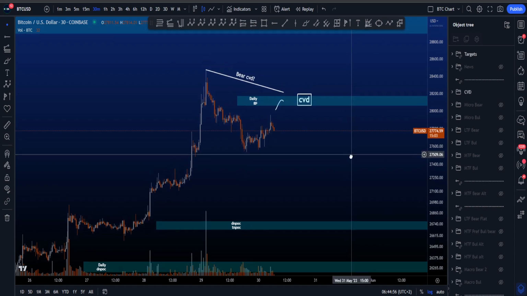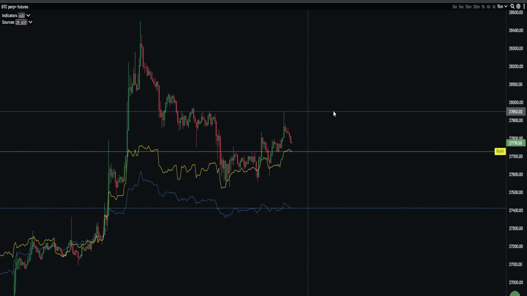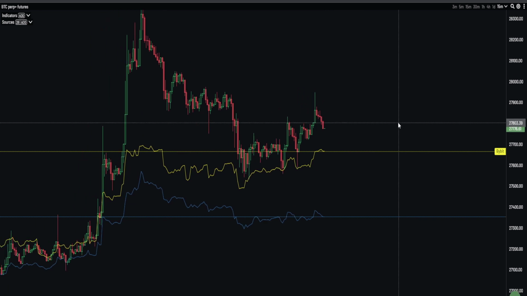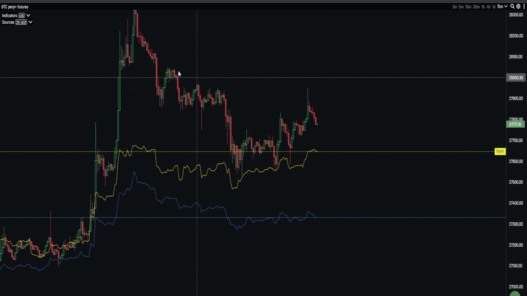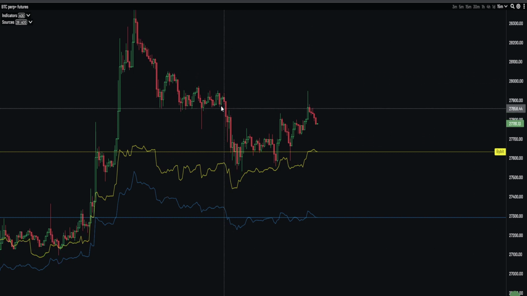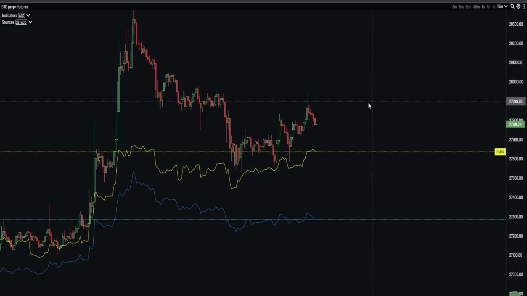If we do look at the CVD though, we can see, first of all, that yesterday we had some bearish divergences over here. So lower highs were made, but higher highs on the CVD. So we had some bearish divergences going on, but these already played out as price then moved to the downside. So that's all good, all fine.